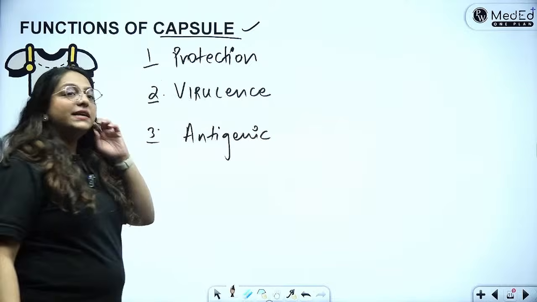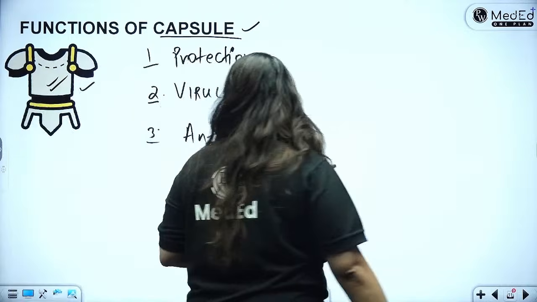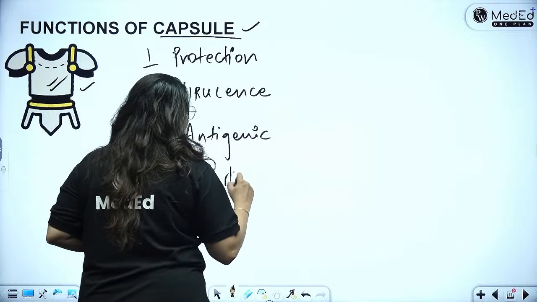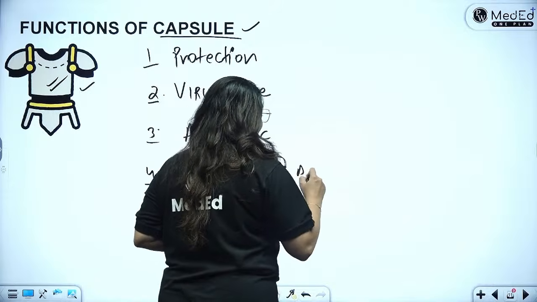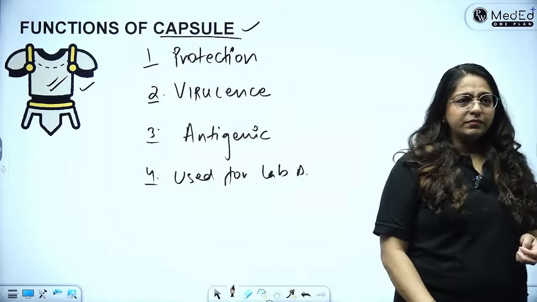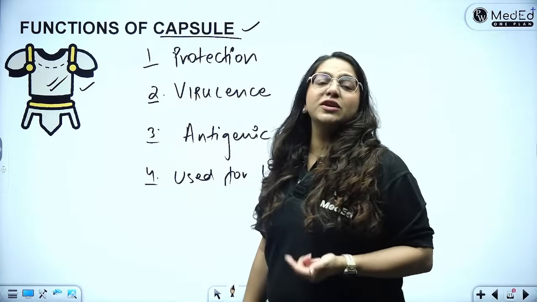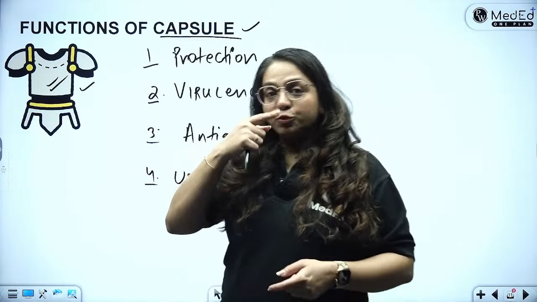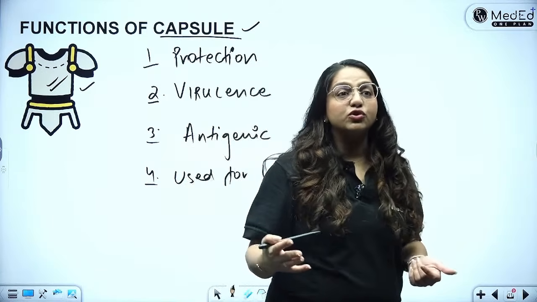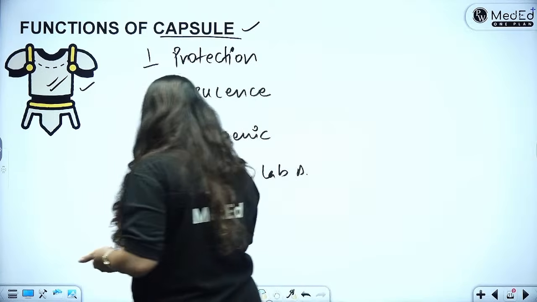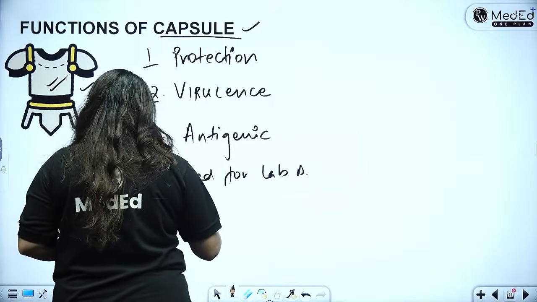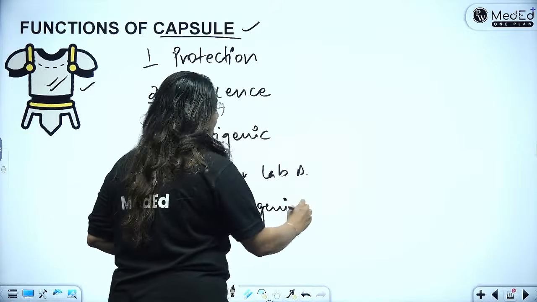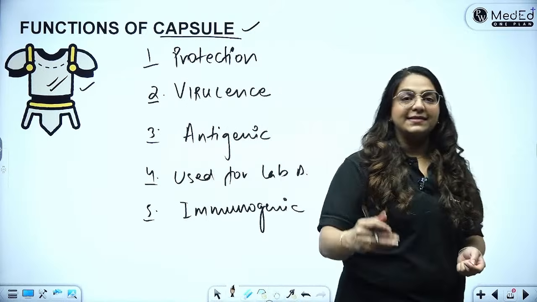So if it is antigenic, I can definitely use it for the diagnosis, right? So it can be used for lab diagnosis in the lab. Yes, I can detect the capsular antigen of all of these organisms to do the lab diagnosis. My body is going to produce antibodies against this. So this is also immunogenic for my body. Yes, immunogenic. My body will identify it using the capsule and produce antibodies specifically against the capsule.